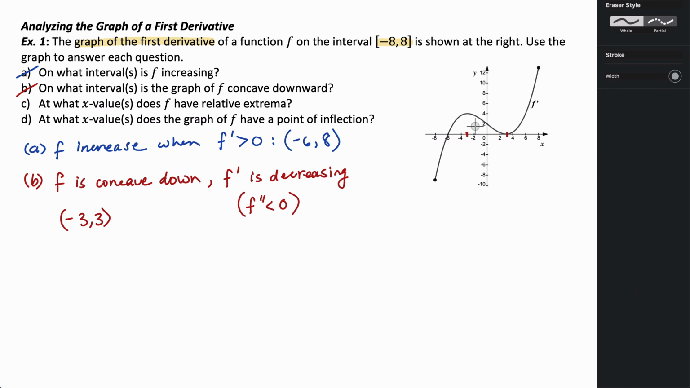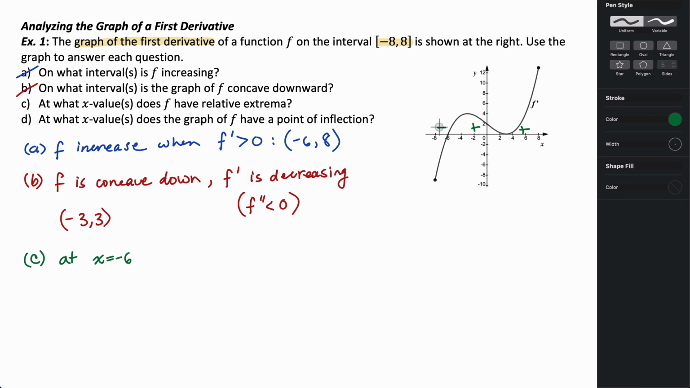Part C. At what x values do we have relative extrema? So remember, relative extrema happen when there's a sign change in the derivative. In between -8 and -6, the derivative is negative on that region. It is positive from -6 to 3, and then it's positive again from 3 to 8. So do we have any sign changes in our derivative? Well, we have a sign change at x equals -6.